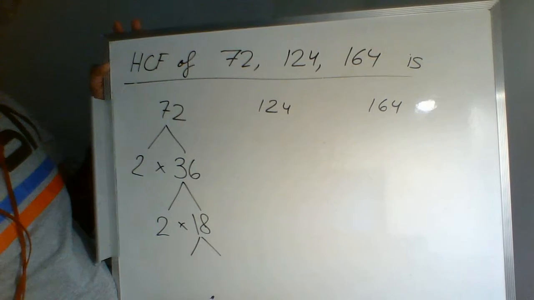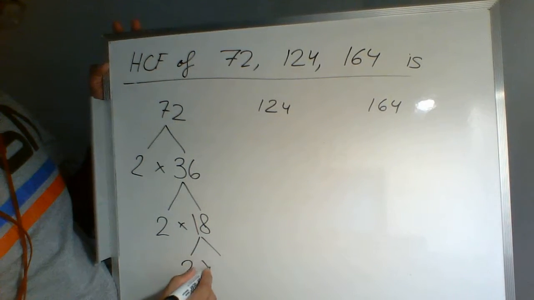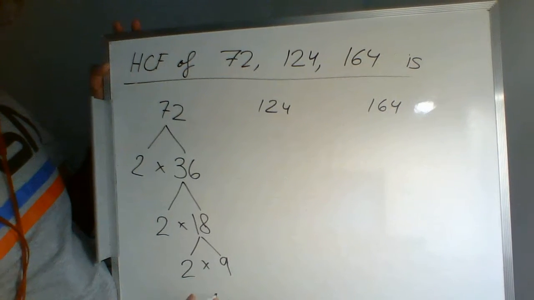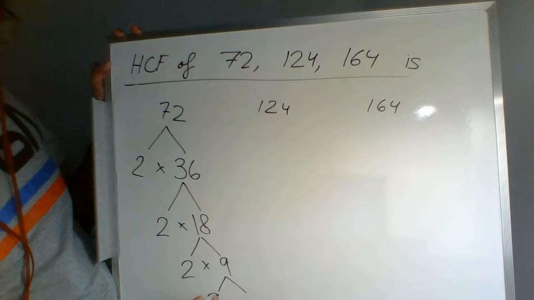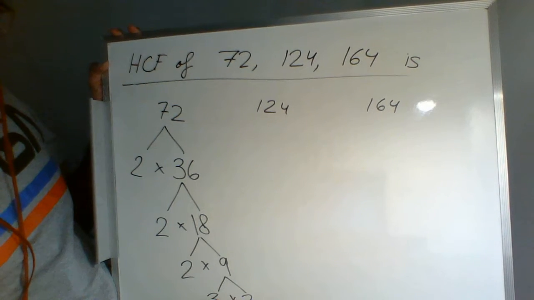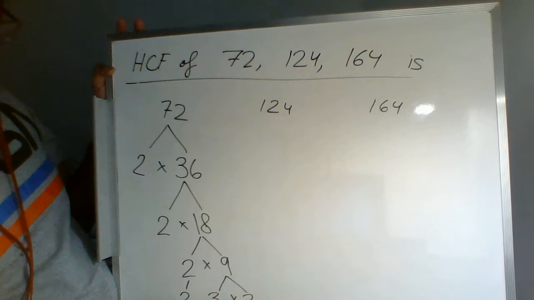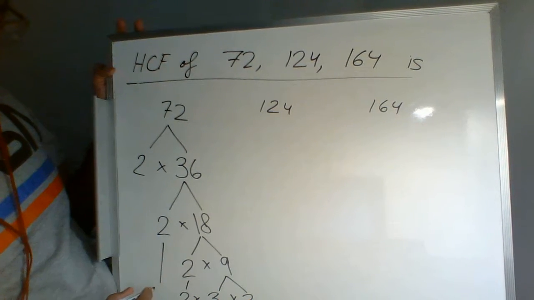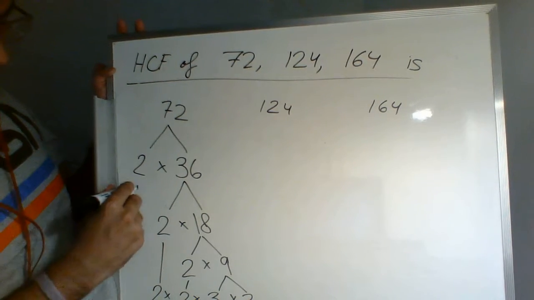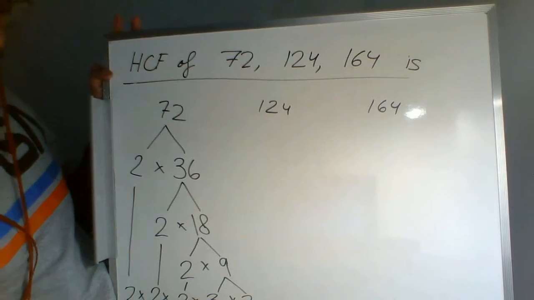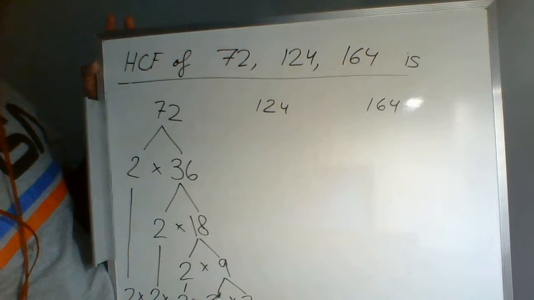We can break that up. 18 is still even, and that's going to be 2 times 9. 2 times 9 is going to give us 18. And then 9, finally, can be broken down into 3 times 3, right? It's not divisible by 2 anymore, but we can just move on to 3. And I'm going to pull these other numbers down. We've got 2 times 2 times 2 times 3 times 3 gives us 72.